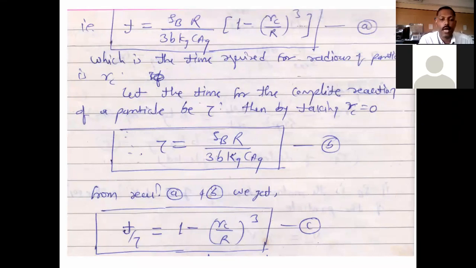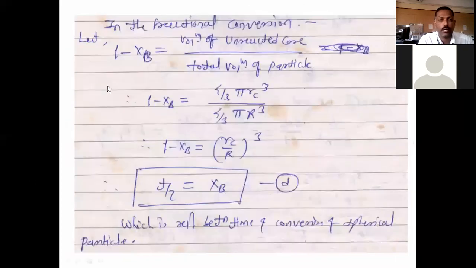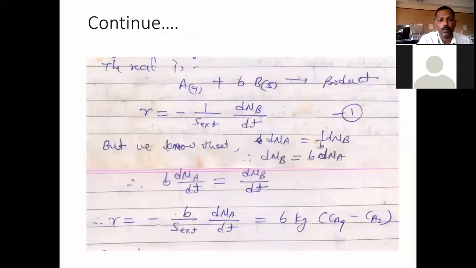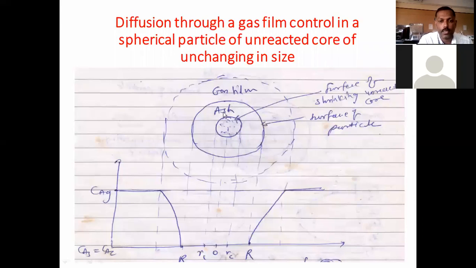And finally, we calculate the time and conversion relation. For conversion, we calculate the fractional conversion of solid, that is X_B, the fractional conversion of B. How do we calculate X_B? It is the volume of particle converted divided by the total volume of the particle. Now the volume of converted particle, see the figure: this ash layer is converted during the time t. So we calculate this volume of converted particle.